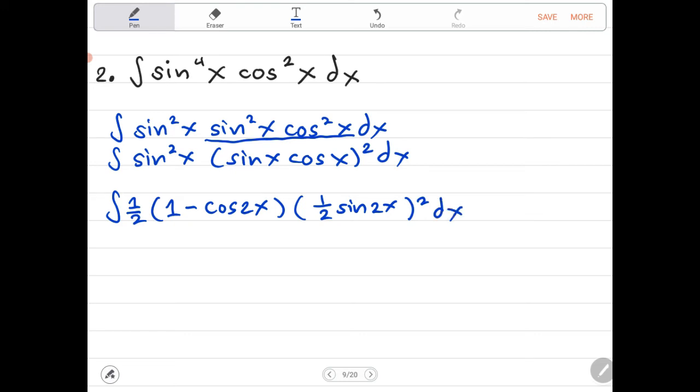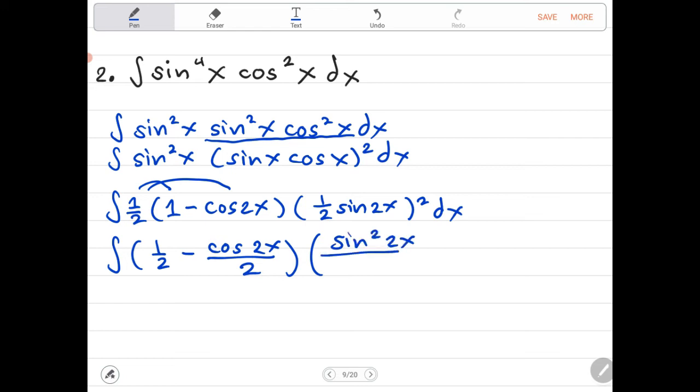dx. Okay? So distribute the 1/2 for the first term. We have the integral of 1/2 minus cosine 2x over 2. So I just simply distribute the 1/2. Then squared, we have sine squared 2x all over 4 dx. So we just squared it, right? Then after that, distribute, multiply.